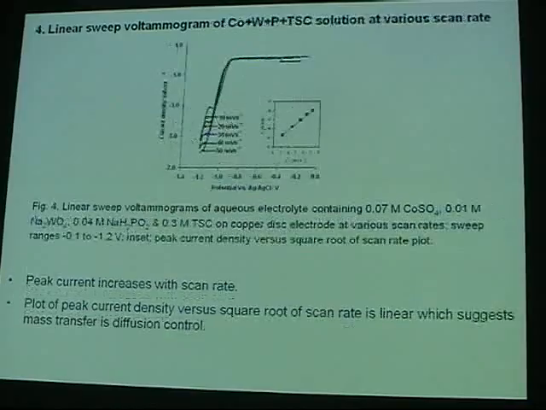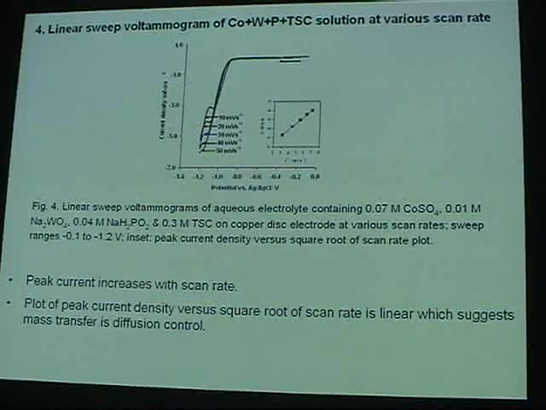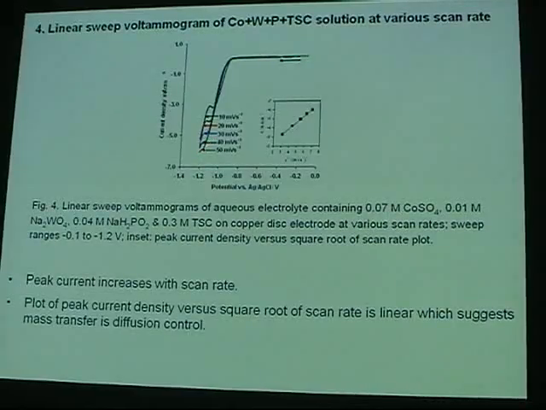And this one is when we use cobalt, tungsten, phosphorus, and trisodium citrate as an additive. Also in this case, we have this type of peak, increasing with scan rate. We plot the peak current density versus the square root of scan rate, and it also gives a linear relationship. We can also conclude from here that in this case the mass transfer occurs under diffusion control.